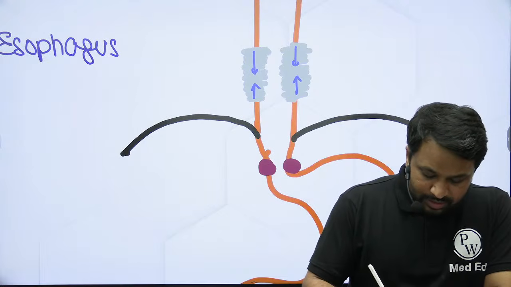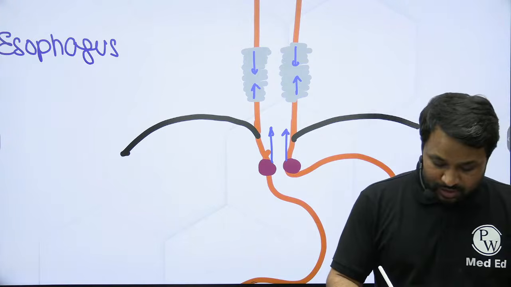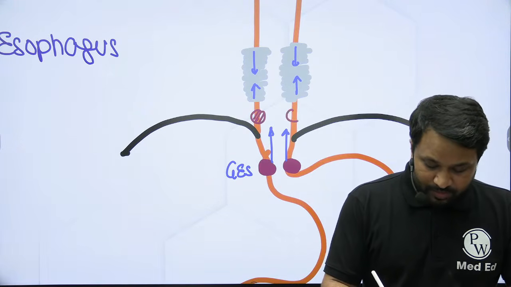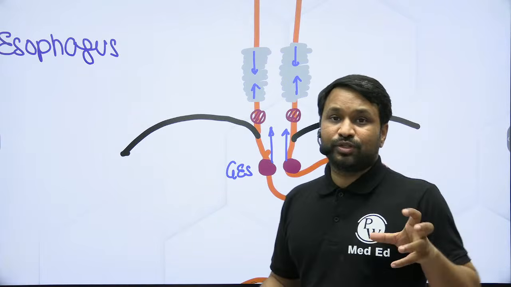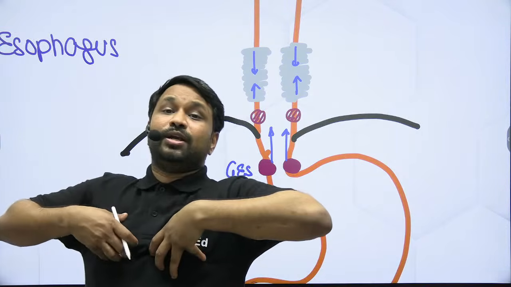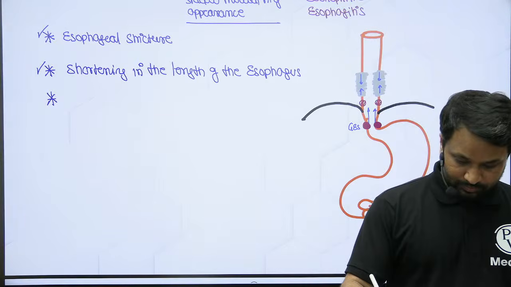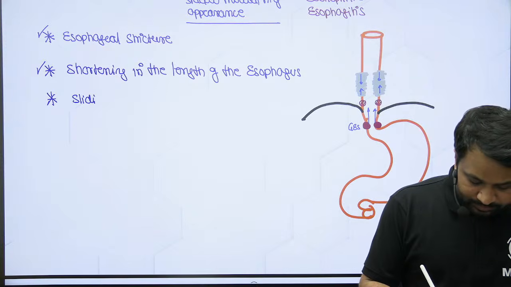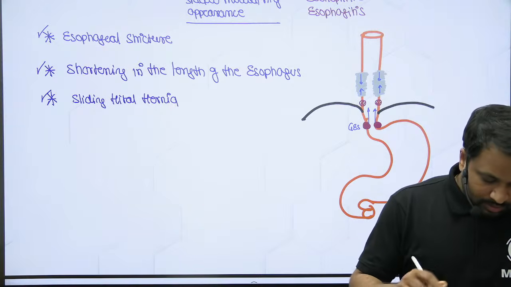As the tissue condenses, you will notice that your gastroesophageal junction, which is present here, will now migrate. And if it migrates above the level of diaphragm, this migration of the gastroesophageal junction from the intra-abdominal space into the intrathoracic space over the diaphragm is what we call sliding hiatal hernia. This is what we call the sliding hiatal hernia, right?